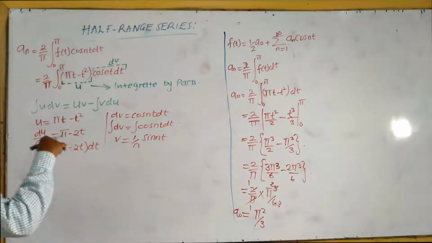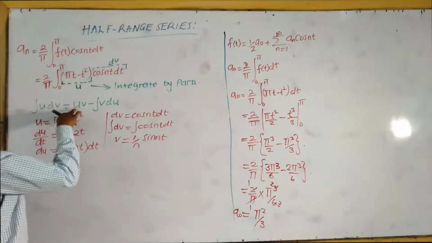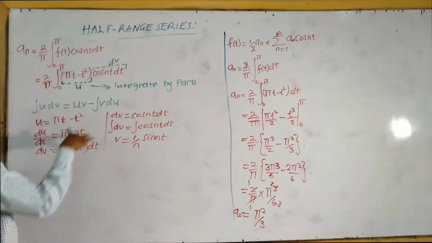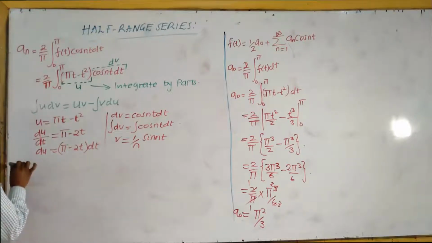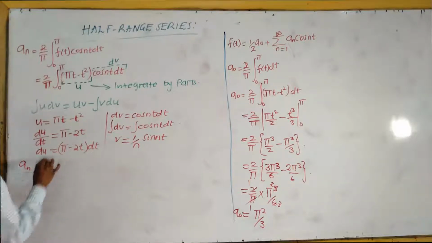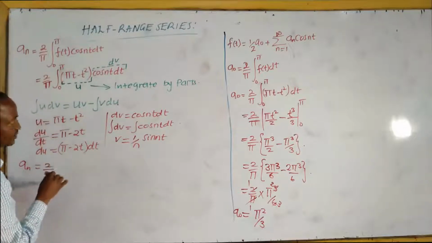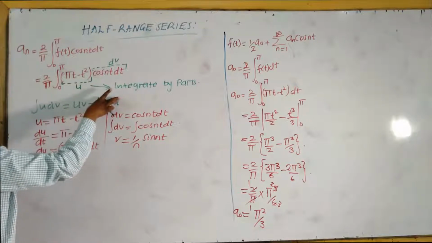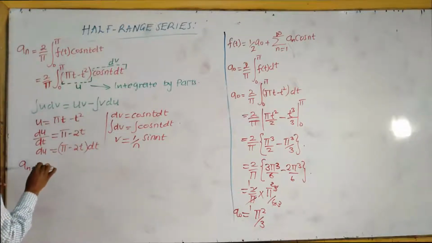So you need u, you have it here. You need v, you have it here. You need du, you have it here. Now substitute them in our formula. This is 2 over pi, open a bracket. In our formula, we anticipate we're going to have this part and this part, so therefore you open brackets.